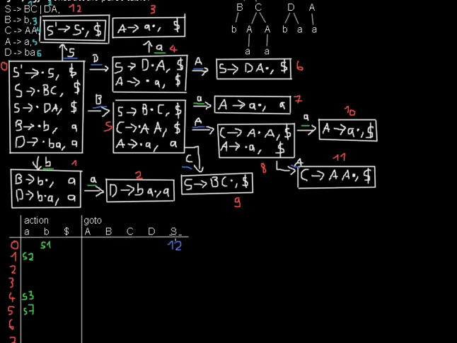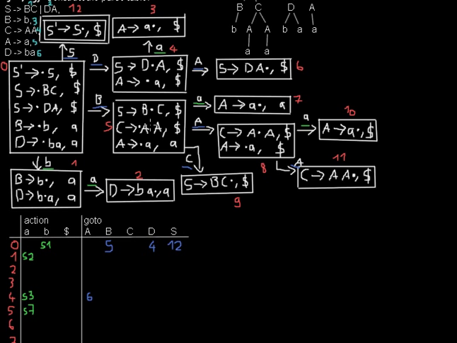So when I'm in 0 and I process an S, or when I saw the whole S, then I'm allowed to go to state 12. That's why I write a 12 into that. When I'm in state 0 and I read a D, I move to state 4, sorry. When I'm in state 0 and I read a B, I can go to state 5. When I'm in state 4 and I read an A, I move to state 6. So in 4, I move to 6.